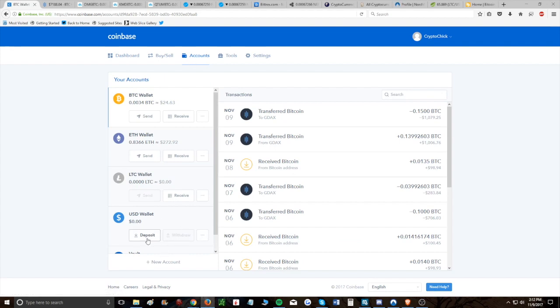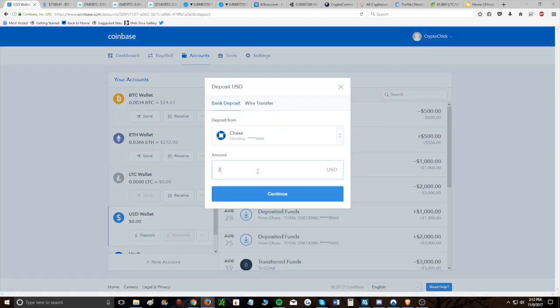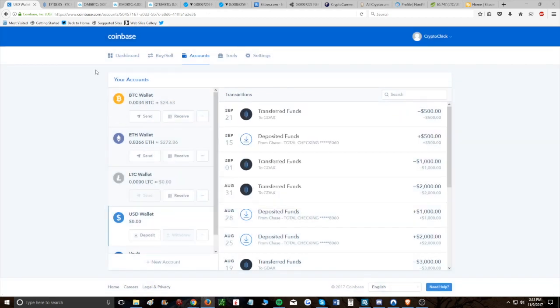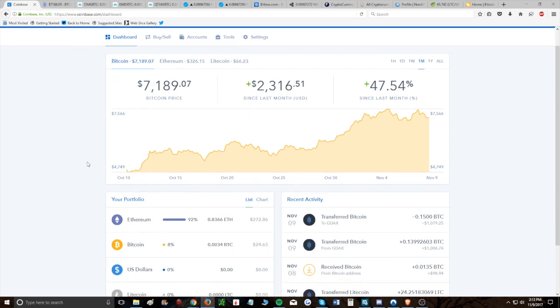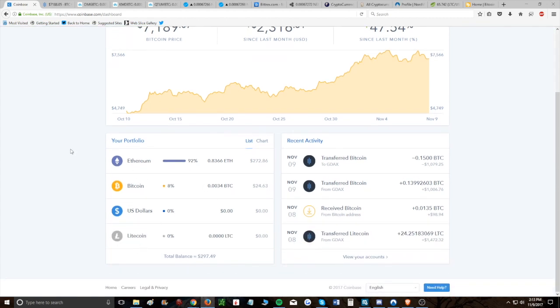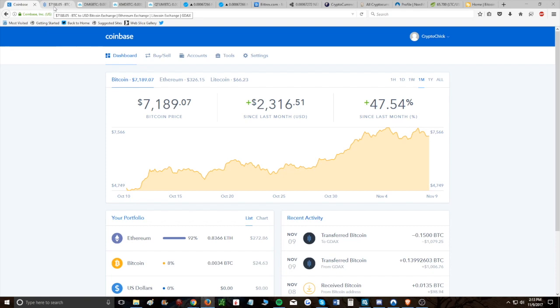So I would come over to accounts, hit deposit, type in, say I want to do 3,000, and go through with it. Again, it may take some time, but it's a good way to cut back on fees, and I don't really think you should be rushing into this. It can be annoying if you see Bitcoin starting to move, but it's not that big of a deal. It's best to be patient and cut down on the fees. So once you get your USD into your Coinbase account, you want to get it over to GDAX.